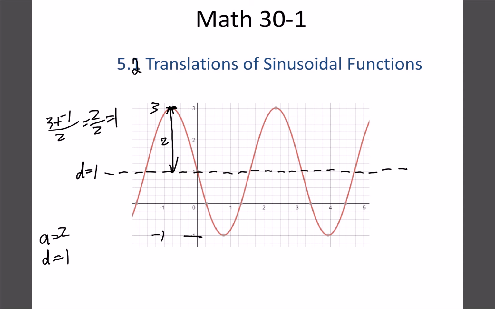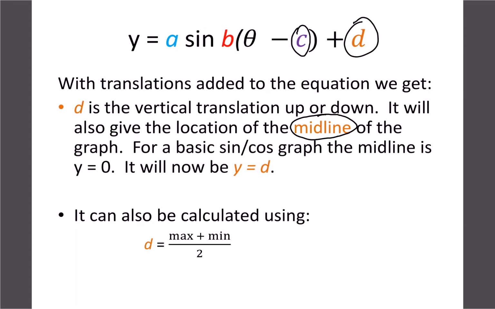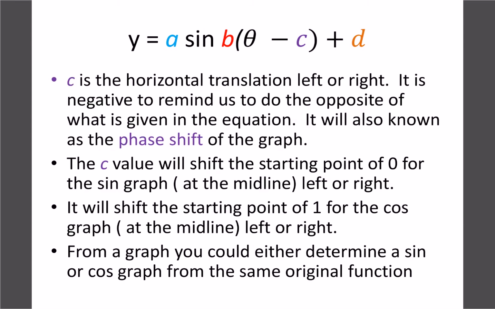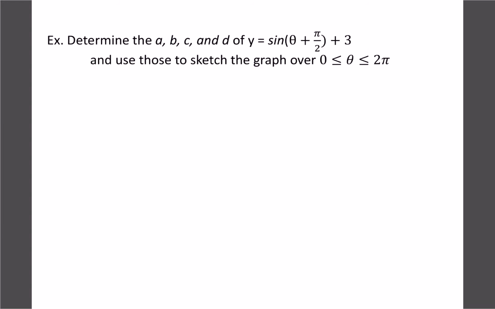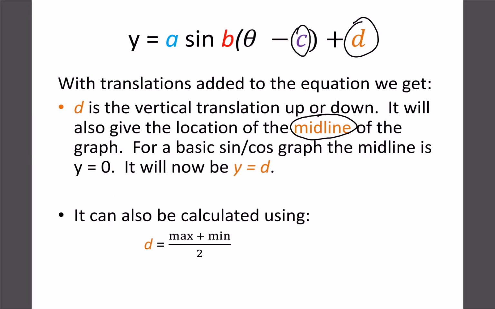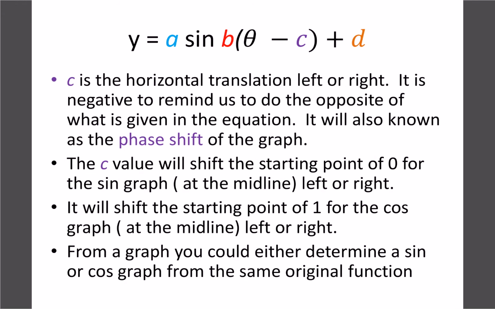The next part is figuring out the translation left or right. This one's a little bit harder. The key thing is that the C value is going to give us our left or right, but in terms of a sine graph, because they repeat, sometimes we can get more than one right answer. So in terms of sine graphs, we call that a phase shift. Instead of a horizontal translation, it's also known as a phase shift.